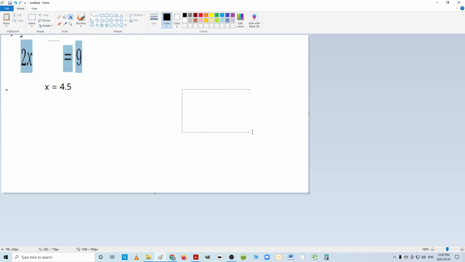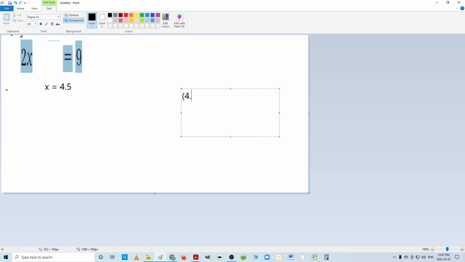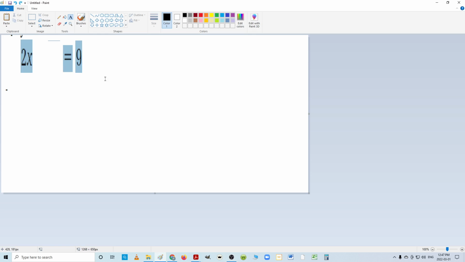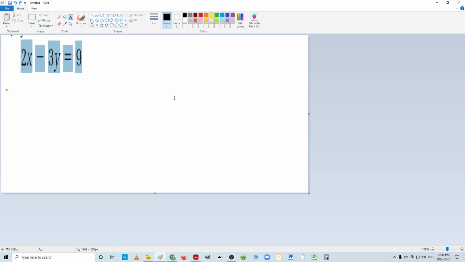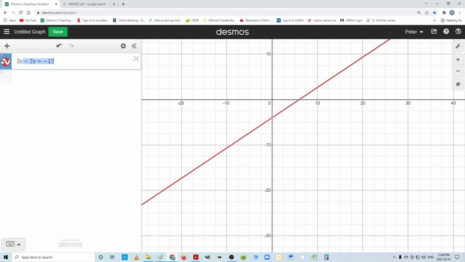So that means that 4.5 comma 0 will be where it intercepts the x-axis. What about the y-intercept? Well, that's when x is 0. So that disappears. So when I divide both sides by -3, I get y is equal to -3, which means it crosses the y-axis at 0, comma -3. Very useful, the standard form for finding that. And if I put this into Desmos, 2x minus 3y is equal to 9.